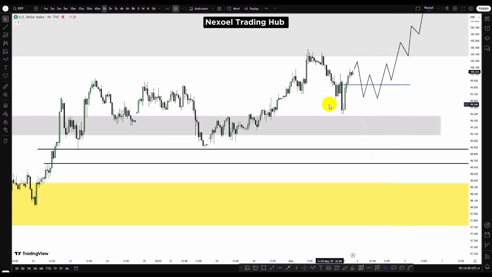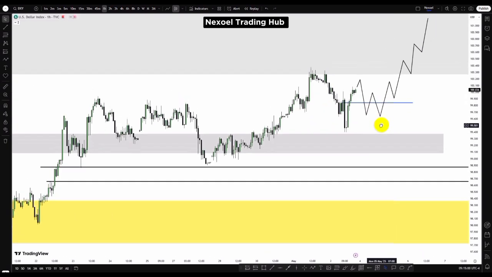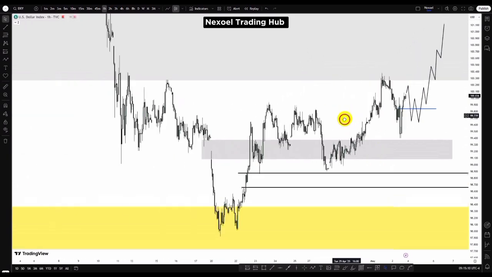So this is what I'm looking at in the dollar index. I'll be looking at the possibility of bullish continuation from this zone. And if price violates that bullish order block, then we may see bearishness to the downside. So this is all I have to show us in the dollar index.